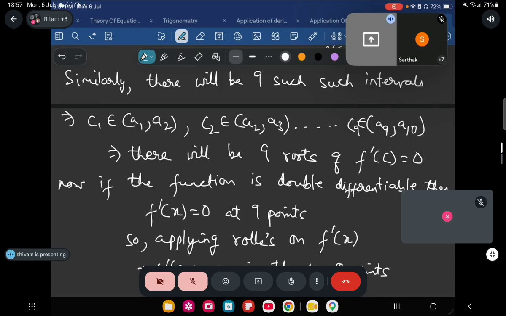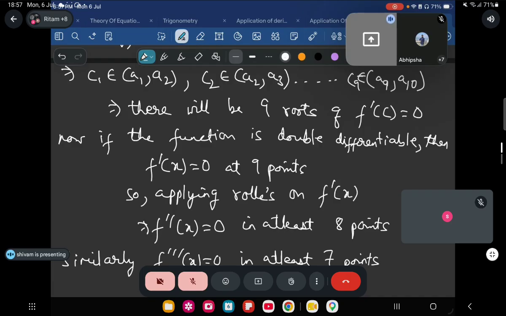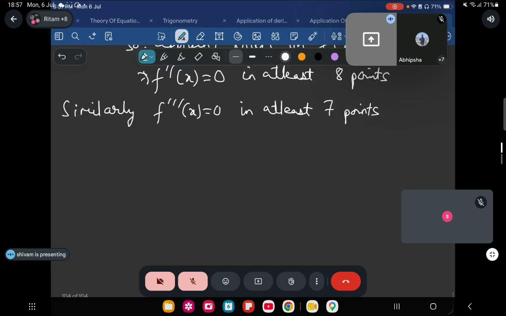Right, tell me. And similarly, f triple dash x is equal to 0 in at least how many points? 7 points. Are you getting? You keep differentiating, the number of roots will also decrease.